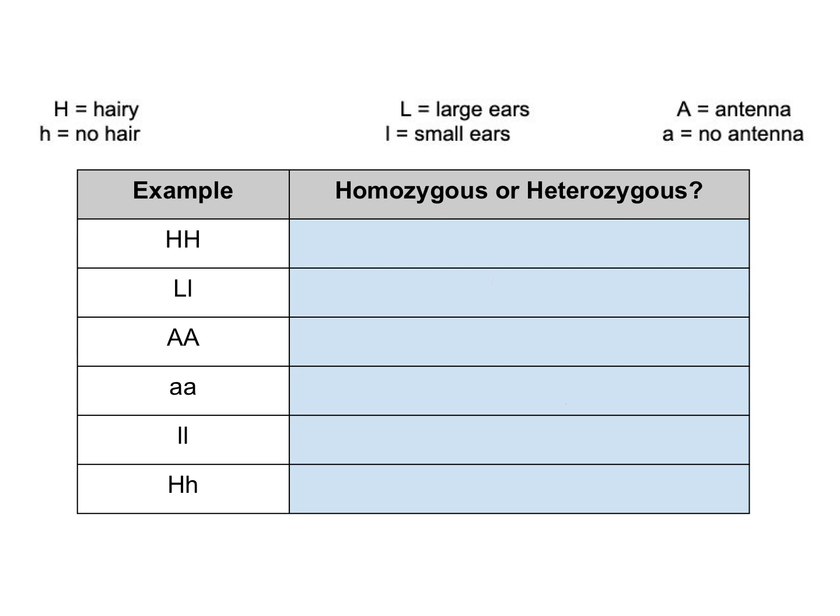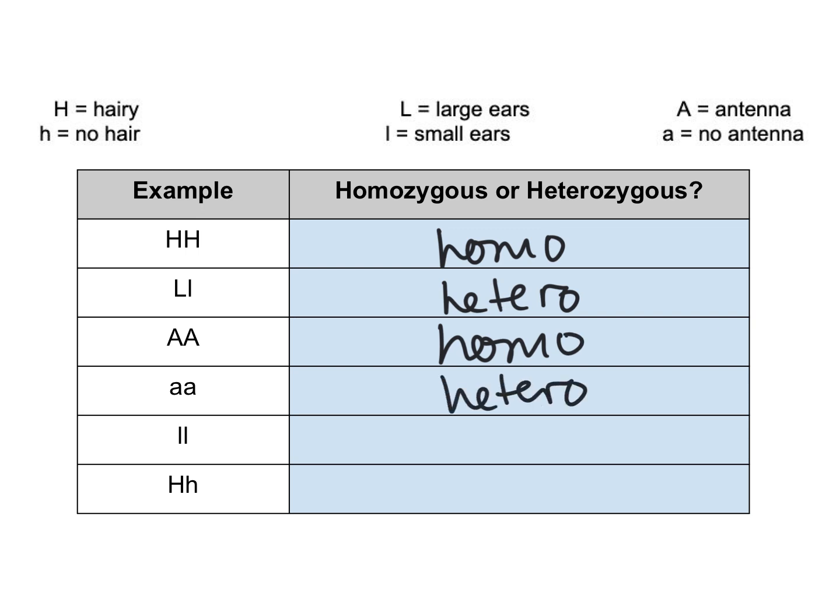So here we're going to identify it as homozygous or heterozygous. Capital H, capital H would be an example of homozygous. Uppercase, lowercase would be hetero. Uppercase, uppercase would be homozygous. Uppercase, lowercase would be hetero. This one I said was hetero because they're both lowercase and they're the same, and then this would be homozygous. I'm realizing that I messed these two up. These are both homozygous because they're the same.